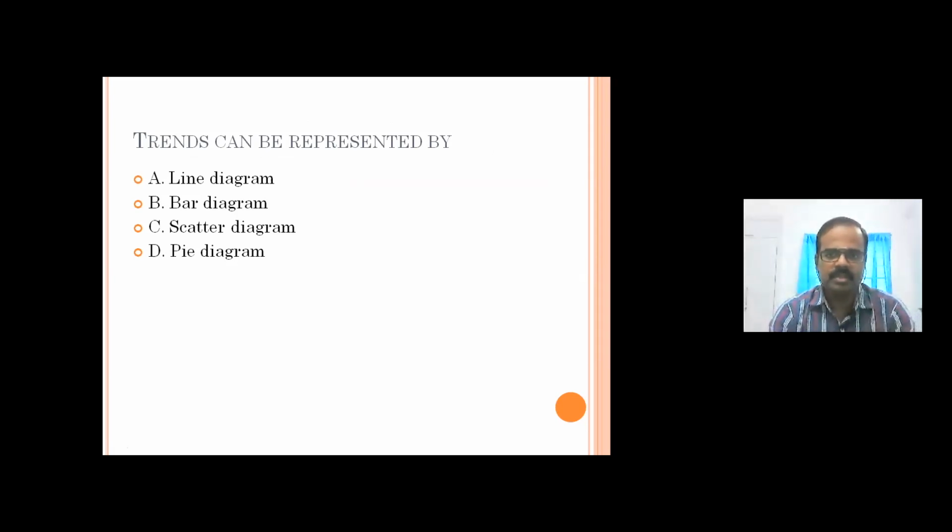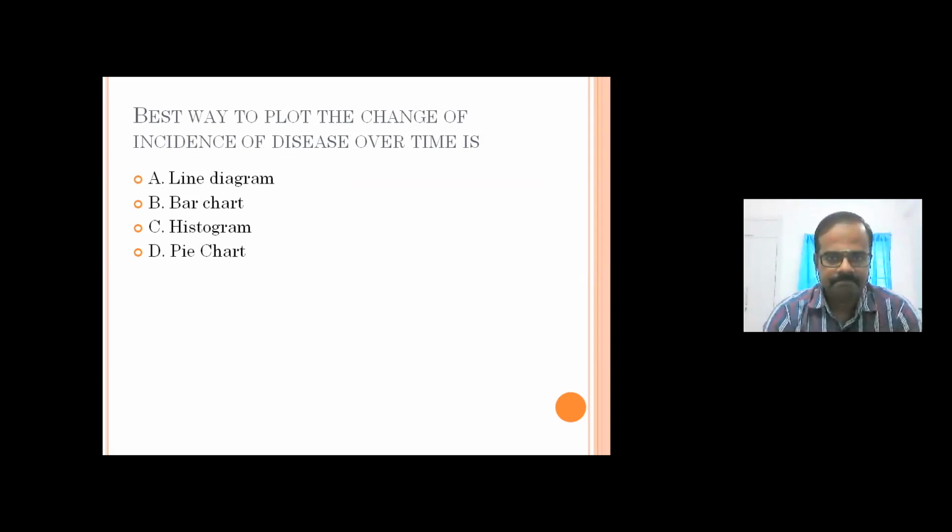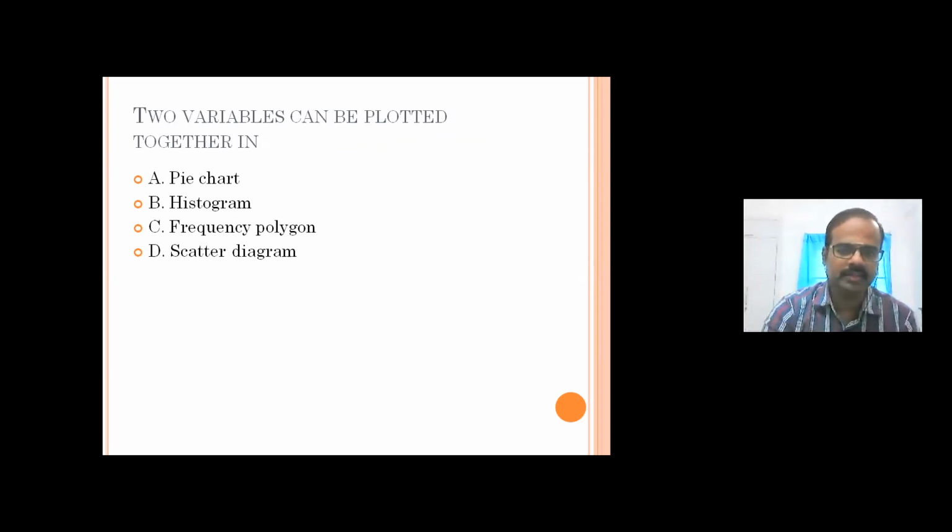Trends can be represented by... Vigneshwar. Yes, sir. Trends can be represented by line diagram, sir. Yes, absolutely. Very good. Raghu again. Yes, sir. Best way to plot the change of incidence of disease over time. Change of incidence over time, this is again a measurable data. So by histogram, sir? No. Change of incidence means trend. Line diagram, over a period of time. Very good.